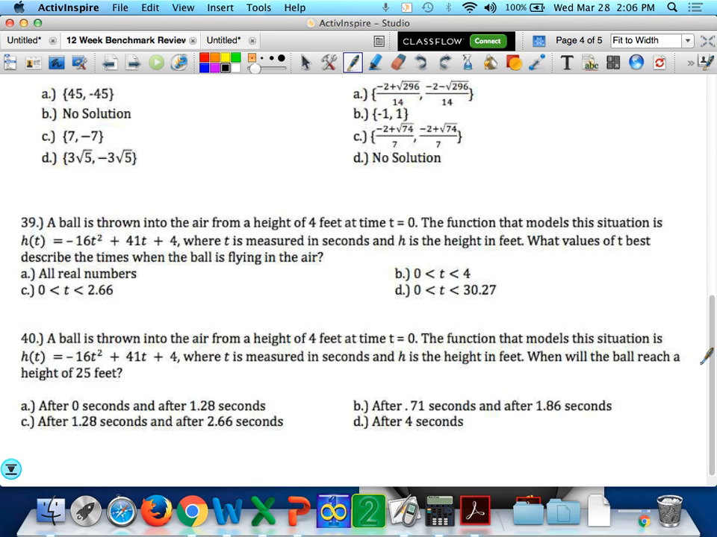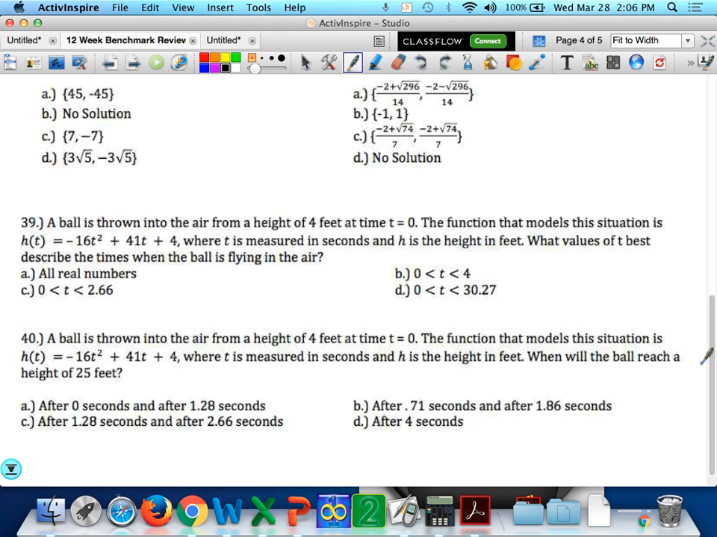So earlier in the test, they asked you for that. Here they're giving you one. You could compare that to that previous problem and kind of check your work from that one if you wanted to. T is measured in seconds. H is the height in feet. What value of t? So what value of time best describes when the ball is flying through the air?